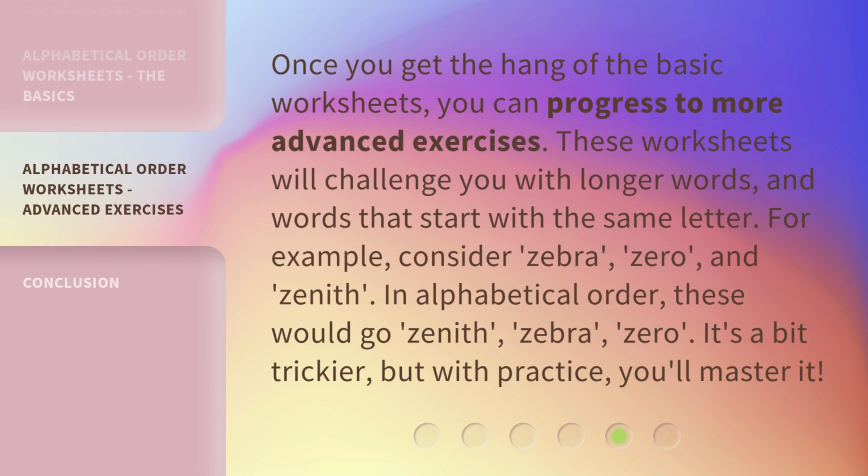Once you get the hang of the basic worksheets, you can progress to more advanced exercises. These worksheets will challenge you with longer words, and words that start with the same letter. For example, consider zebra, zero, and zenith. In alphabetical order, these would go zenith, zebra, zero. It's a bit trickier, but with practice, you'll master it.